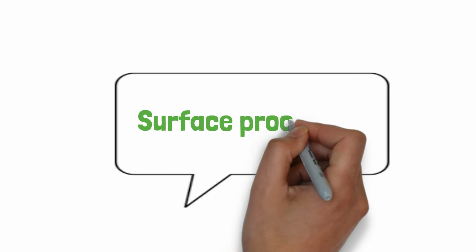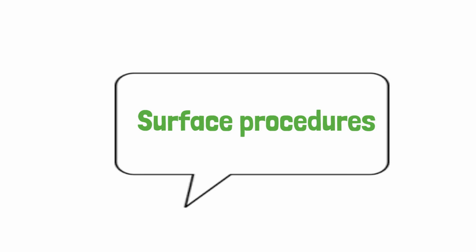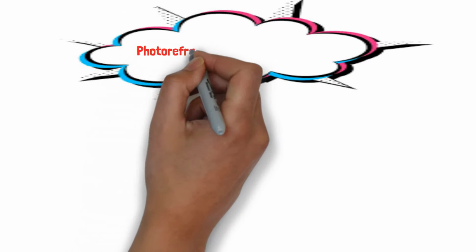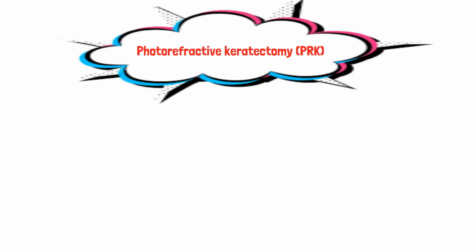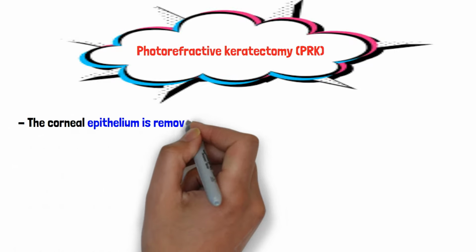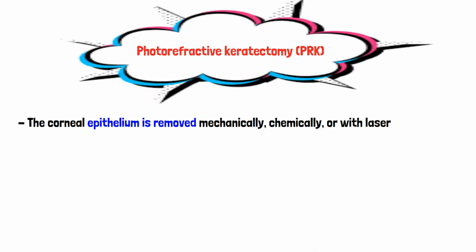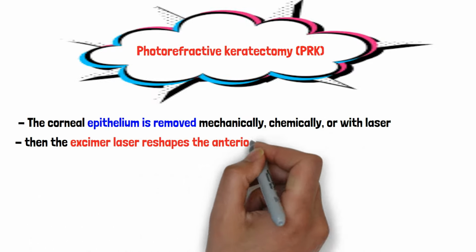The next major category includes surface ablation procedures, which use laser energy directly on the anterior cornea after removing the epithelial layer. These are collectively known as photorefractive procedures. The most well-known is photorefractive keratectomy, or PRK. In this technique, the corneal epithelium is first removed, mechanically, chemically, or by laser, and then the excimer laser precisely reshapes the anterior stroma to correct the refractive error.